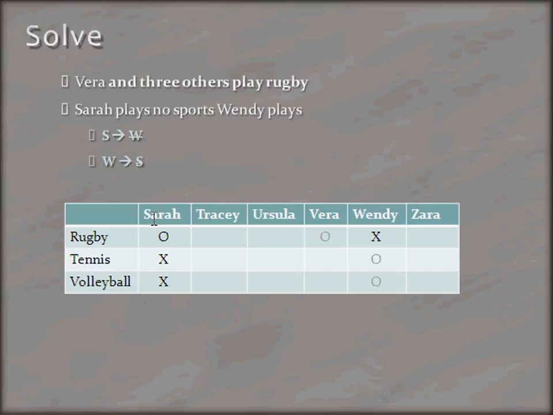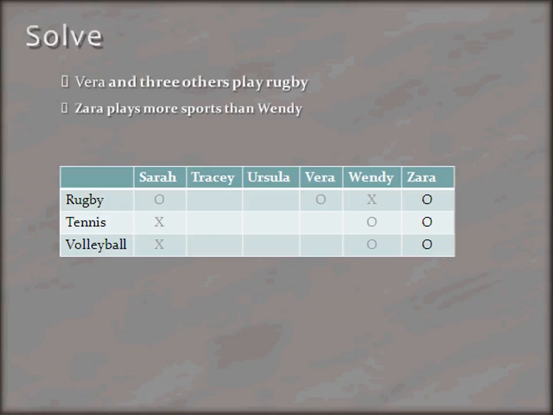Now we know that each girl has to play at least one sport. So since Sarah can't play tennis and volleyball, she has to play rugby. And based on our statement here, if Sarah, then not Wendy. So we know that Wendy doesn't play rugby. So with just 3 statements, we've already filled out a large proportion of our schematic here. Let's move on to our next statement.